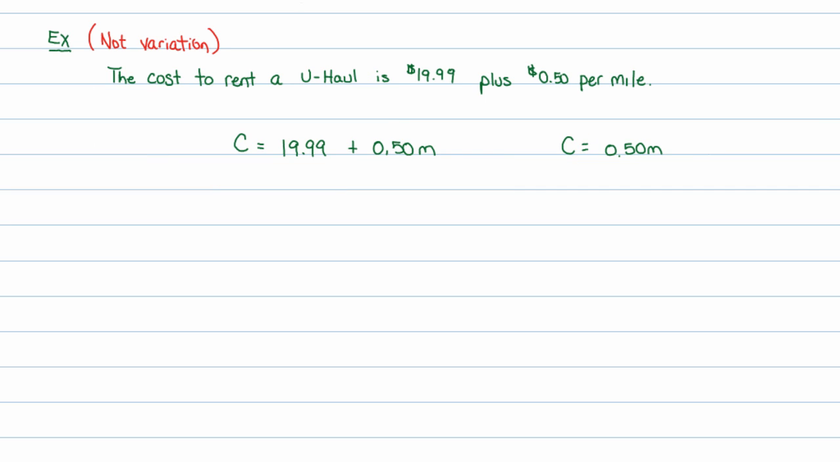And in this situation, I mean the actual real situation we're talking about, it's not just C equals something times m, it's C equals a number plus something times m. So this is definitely not variation. So you have to be very careful, even though it has sort of the feel of direct variation, where as the number of miles increases, so does the cost.